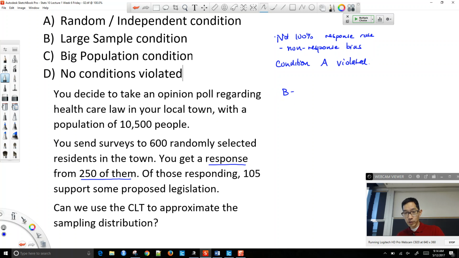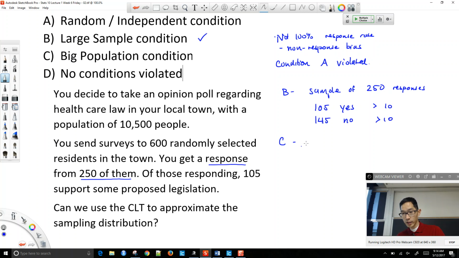As far as the large sample condition, technically our sample size now is basically 250 responses, and we have 105 that say yes, which means we have 145 that say no. Both of these are bigger than 10, so we're okay as far as the large sample condition.